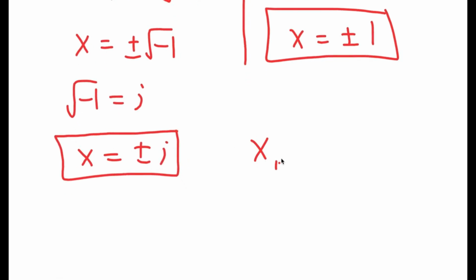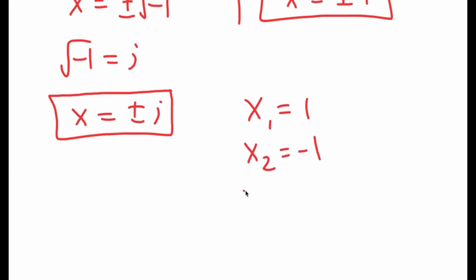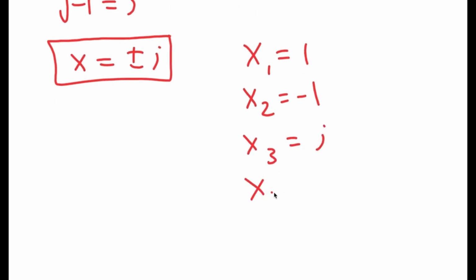So my 4 solutions to this problem are x equals 1, x equals negative 1, x equals positive i, and finally x equals negative i.